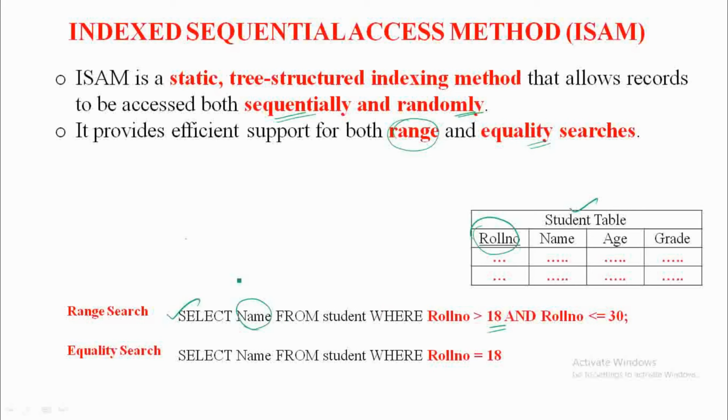This type of query that performs a range search can be efficiently performed if the records are arranged sequentially. That is, if the indexing method provides sequential access, then this type of range search can be efficiently performed. If you take another example, select name from student where roll number is exactly equivalent to 18, this query is an example for equality search. This type of equality search can be efficiently performed if the indexing method provides random access. Since the ISAM method allows records to be accessed both sequentially as well as randomly, it provides efficient support for both range as well as equality search.